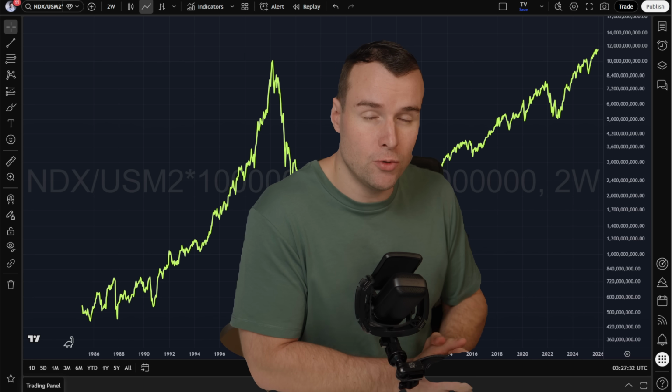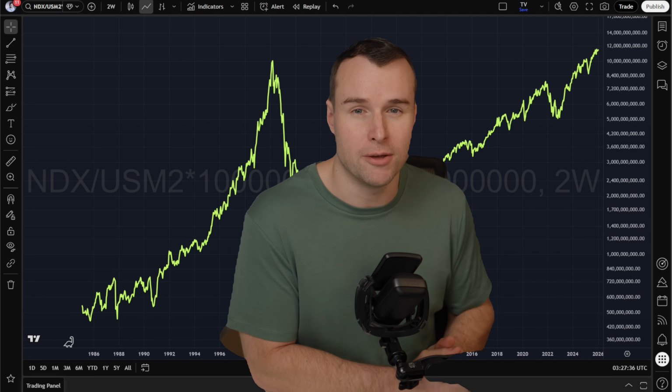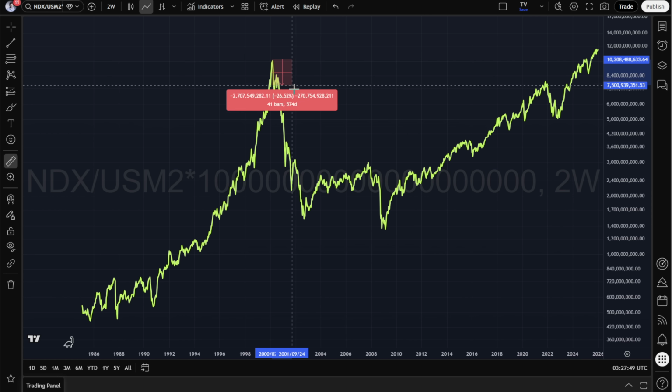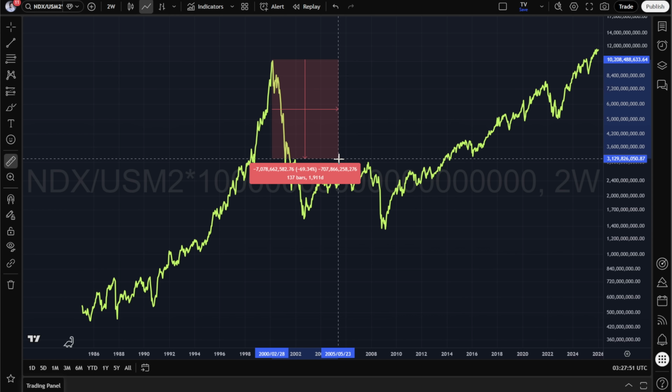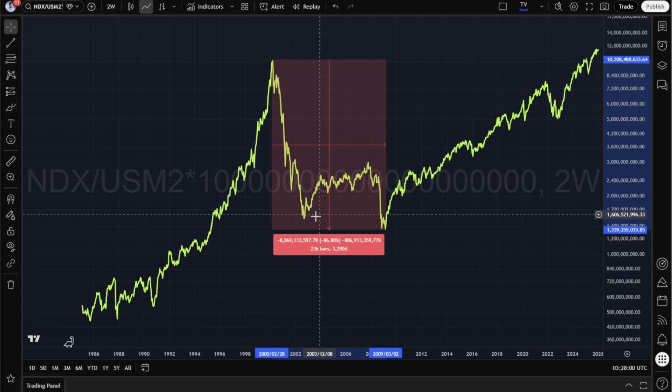So the USM2, the US money supply, grows by roughly 6.8% per annum. And we have to adjust for that growth. So this is the performance of technology stocks if we did not have any monetary debasement. We are looking at a crash of 87% over the course of 9 years. Again, first the .com crash, a slight recovery, and then the global financial crisis.